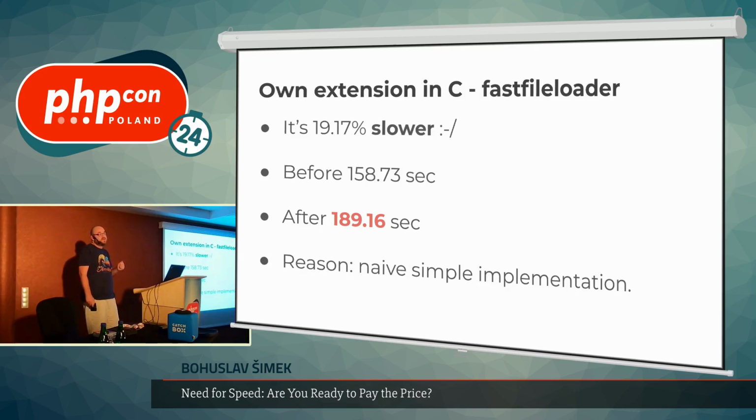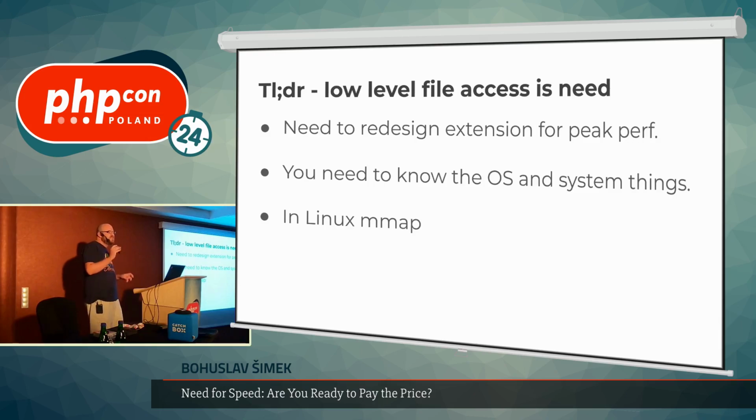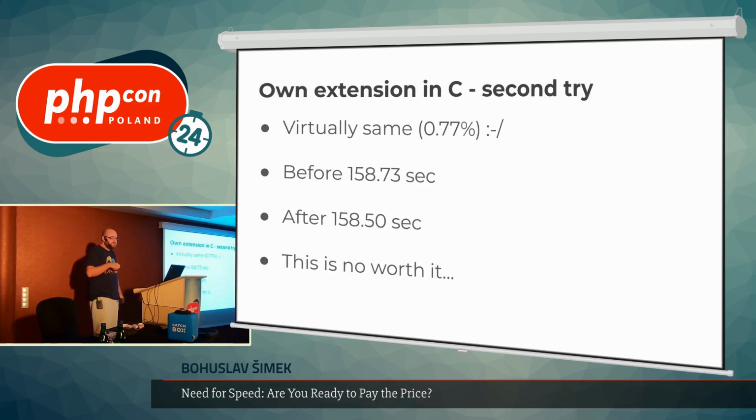And my solution was extremely naive. I just tried it, and let's see. Some low-hanging fruits. So I needed to redesign my extension for peak performance. It took me 2 days. I read a few things about the efficient way to read data from the file system on Linux, very important information. And I realized that there is the possibility to use mmap, which maps the file directly into memory. And when I did that, I reached virtually the same performance. I was happy that at least the performance was the same.